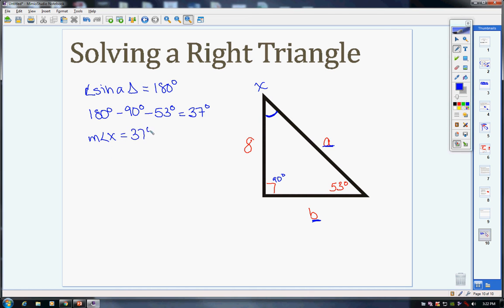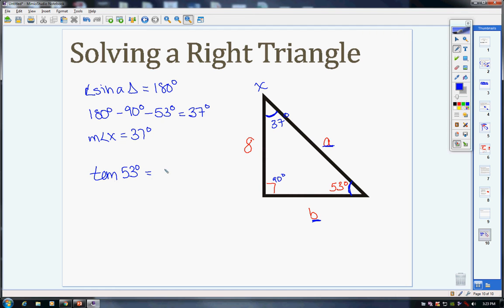Now we're going to find a and b. The way we're going to do that is we're going to have to first start with a trig setup. I'm trying to decide what I want to do here. So I think I'm going to do the cosine. No, I'm not. I will do the tangent of 53 degrees. And then we're going to do opposite over adjacent, which equals 8 over b.